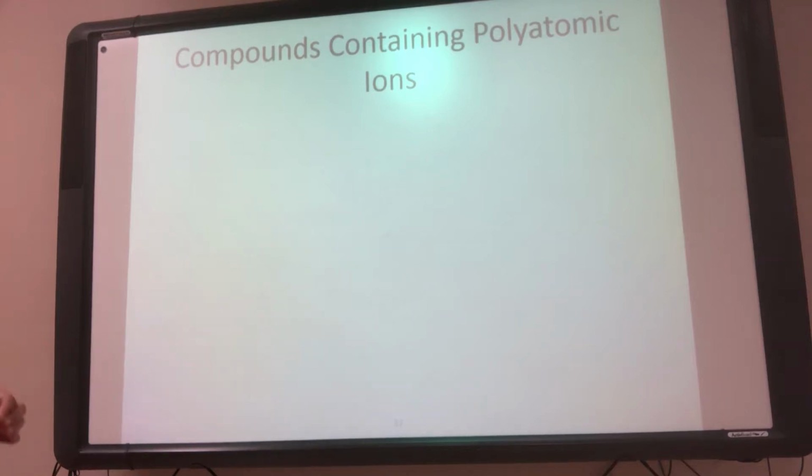So now we're going to cover the last part of ionic compounds, and that deals with polyatomic ions. So let's talk about what polyatomic ions are. Polyatomic ions are single ions that contain more than one atom. Okay? So polyatomic ions are single ions that contain more than one atom.